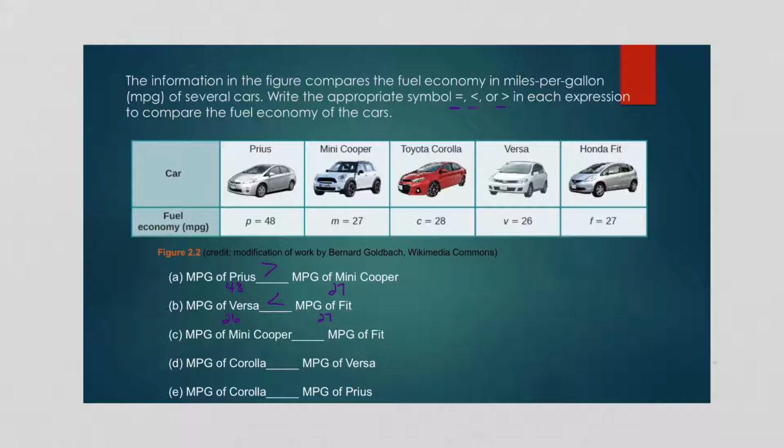The Mini Cooper is 27. The Fit is also 27. My pen isn't wanting to write. And so those are equal to each other. The Corolla is 28. The Versa is 26. So 28 is greater than 26. The Corolla is 28. The Prius is 48. So the Corolla is less than the Prius.